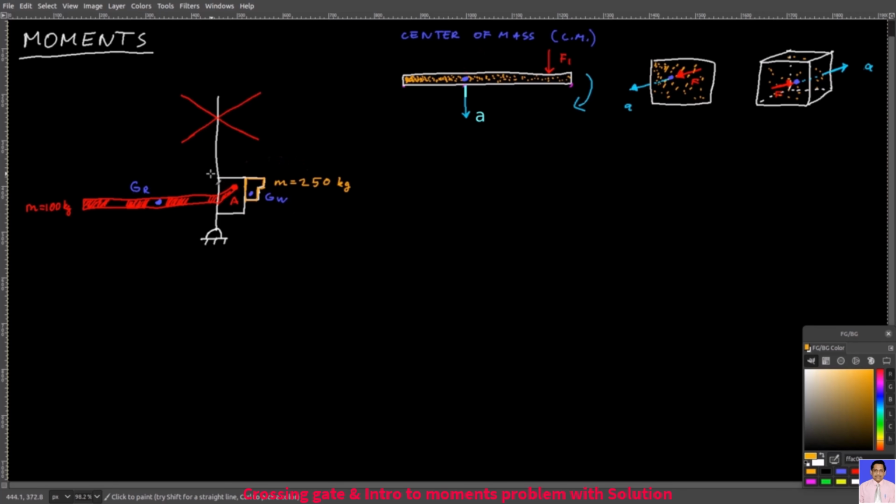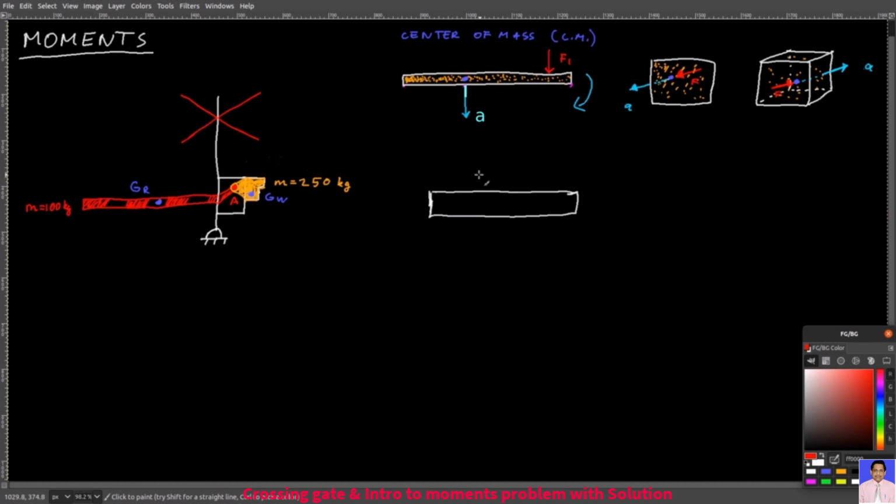And again, the system is built in such a way that both the gate and the counterweight rotate about point A. But the reason why I specify the centers of mass of these two objects is because since they have masses, that means that they also experience the force of gravity. Now, the force of gravity is a distributed force.